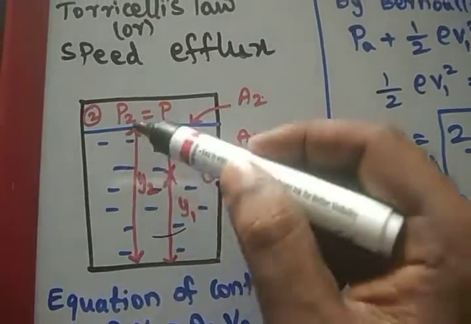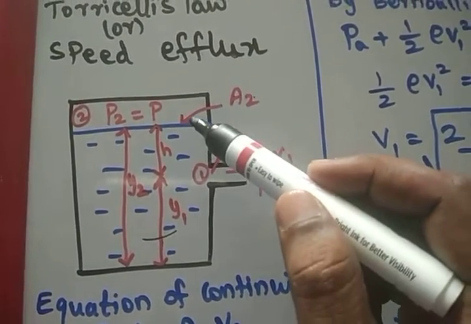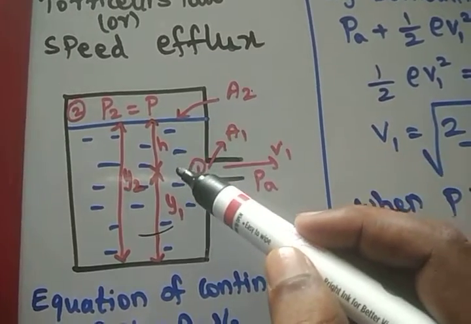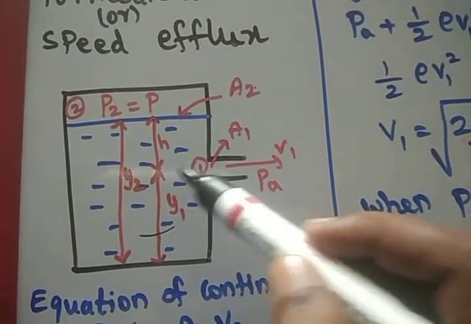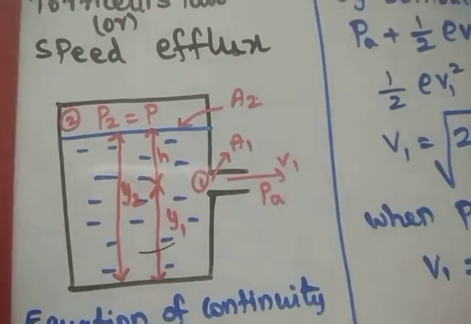The total height of the liquid is Y2. From the uppermost surface of the liquid down to the opening is H. From the opening to the bottom of the container is Y1. So these are all the quantities.